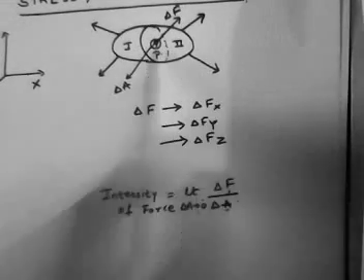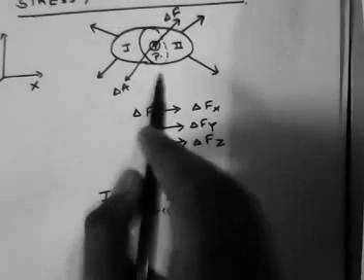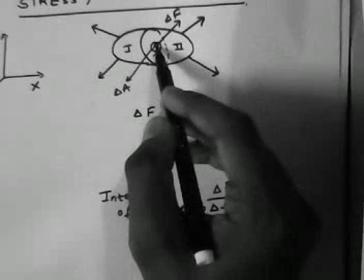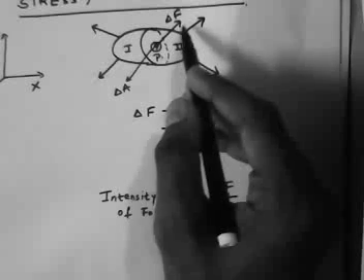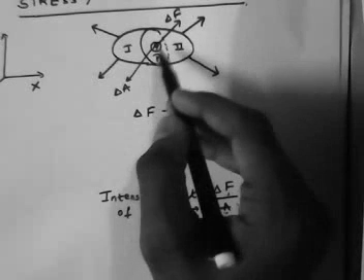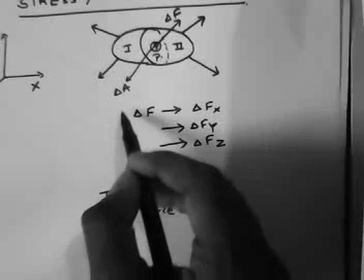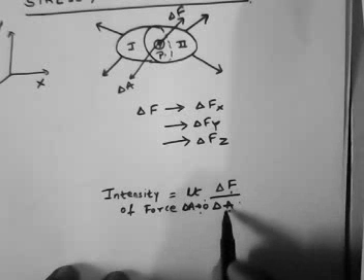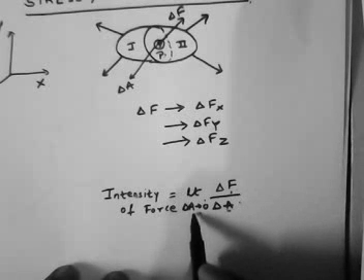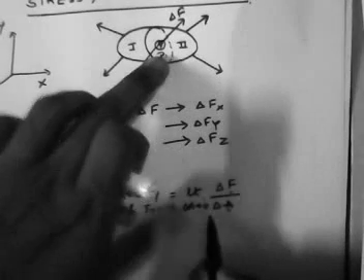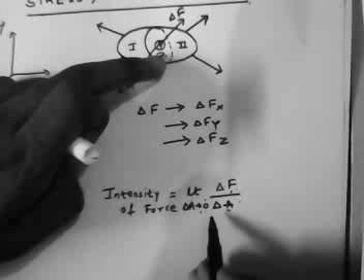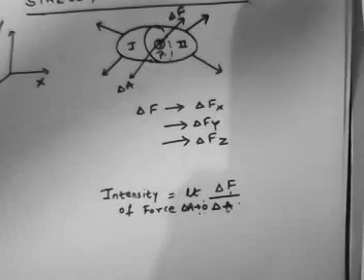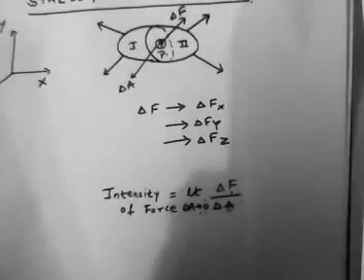That means you're considering a point on this system which is in equilibrium, and on this point some force is acting, and the area around this point you considered as delta A. The intensity of force is del F by del A, where the limit of del A tends to 0. That means the area around the point is constricted to a point.